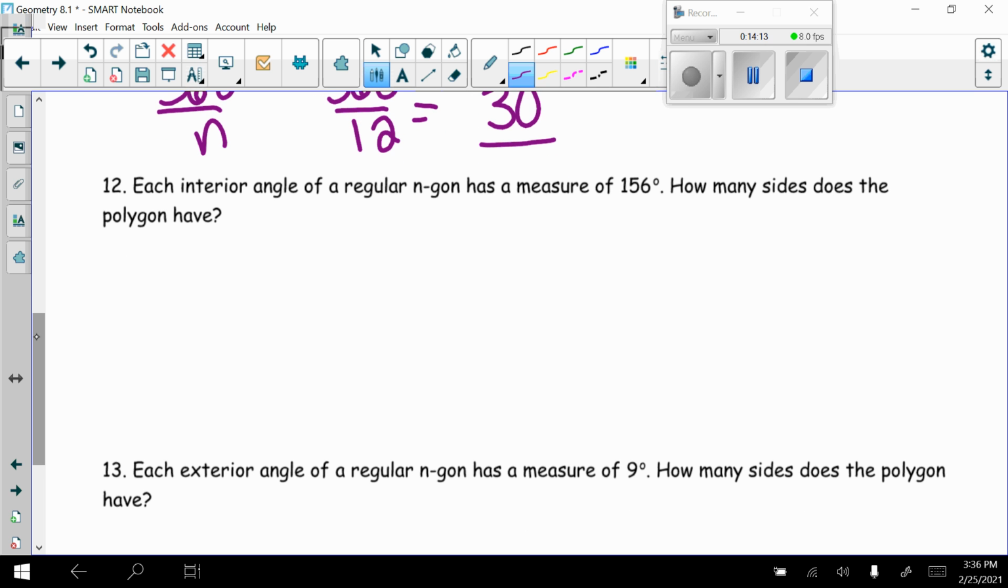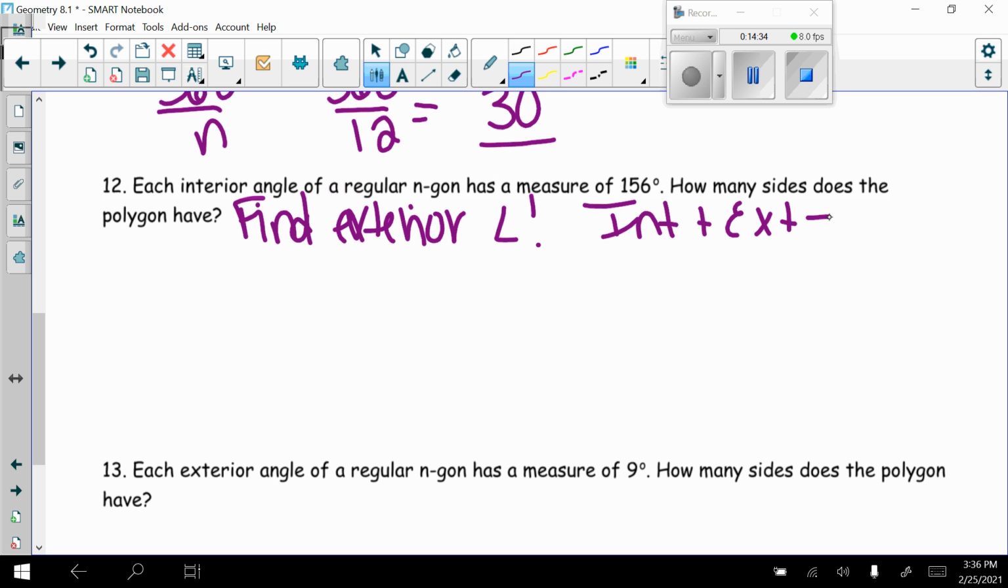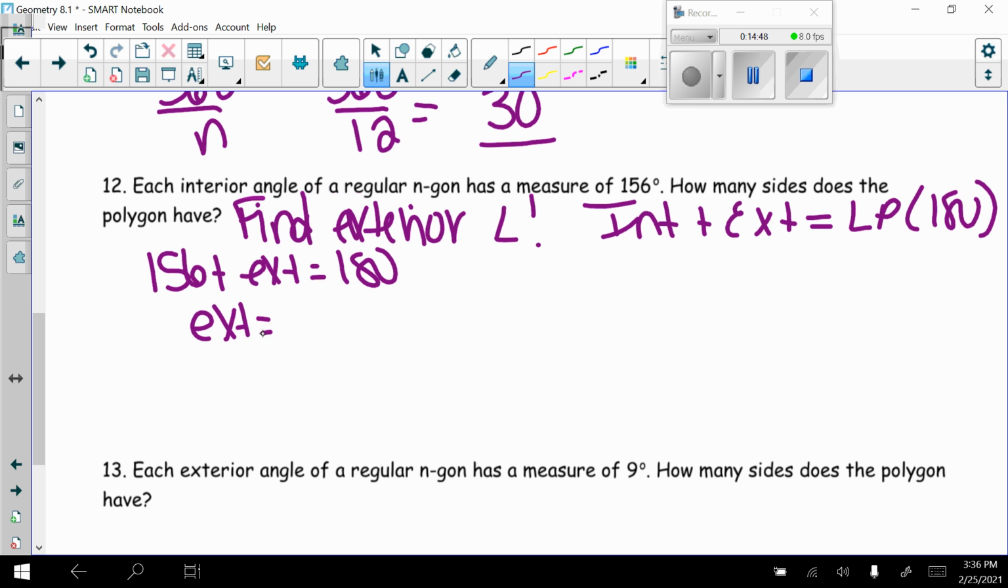Number 12. Each interior angle of a regular polygon has a measure of 156 degrees. How many sides does the polygon have? Very first thing we want to do is find the exterior angle. So this is the easiest way to do this. So find your exterior angle. Remember that interior plus exterior equals a linear pair, which is 180 degrees. So we're going to say 156 plus the exterior equals 180. So my exterior angle, do 180 minus 156 is 24 degrees.